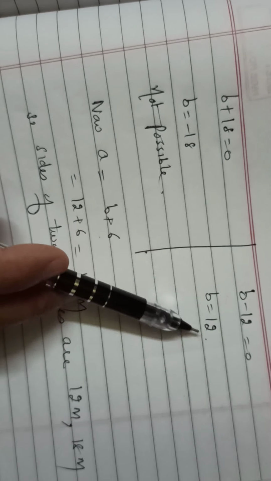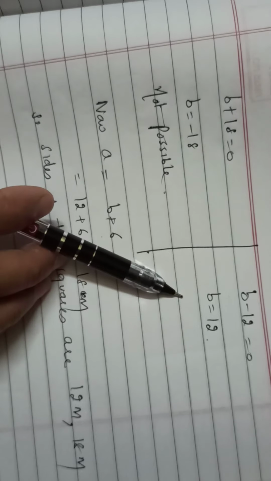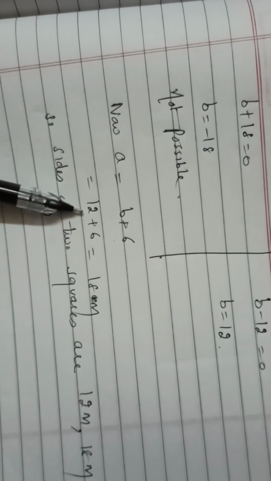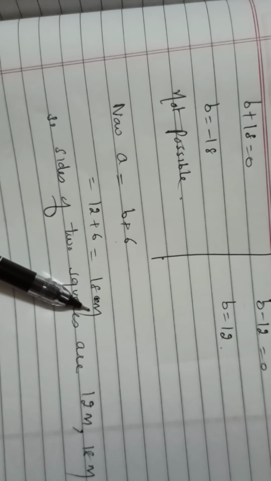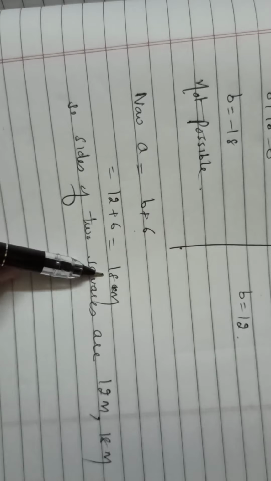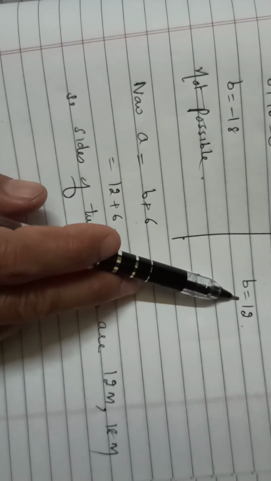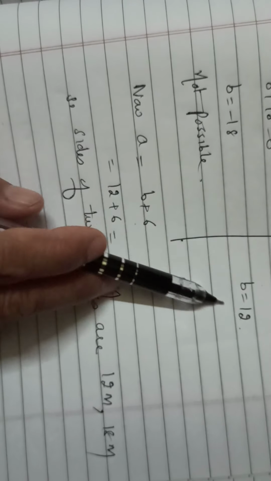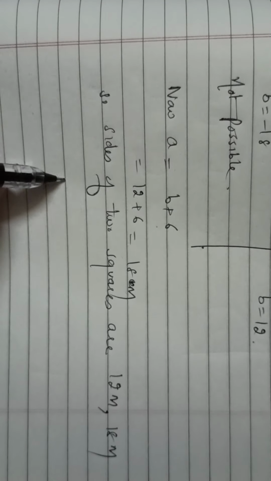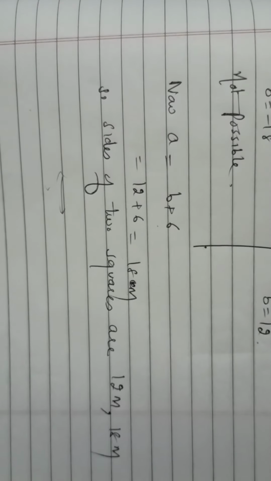b is the side of one square. The side of the other square we have to find. You know a is equal to b plus 6. 12 plus 6, it is 18 meter. So one square has side 18 meter and another square has side 12 meter. Is it clear? So children, today you will complete this exercise. Thank you.